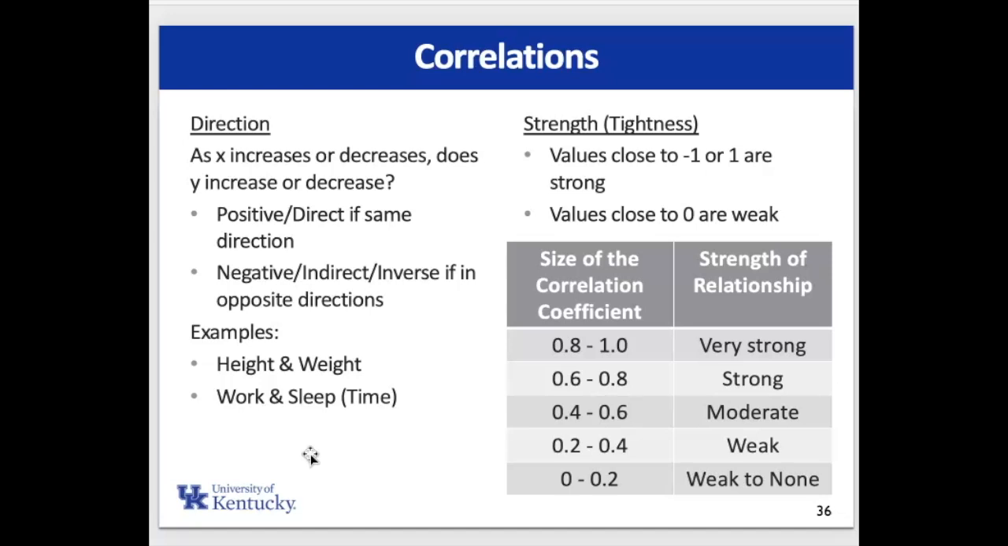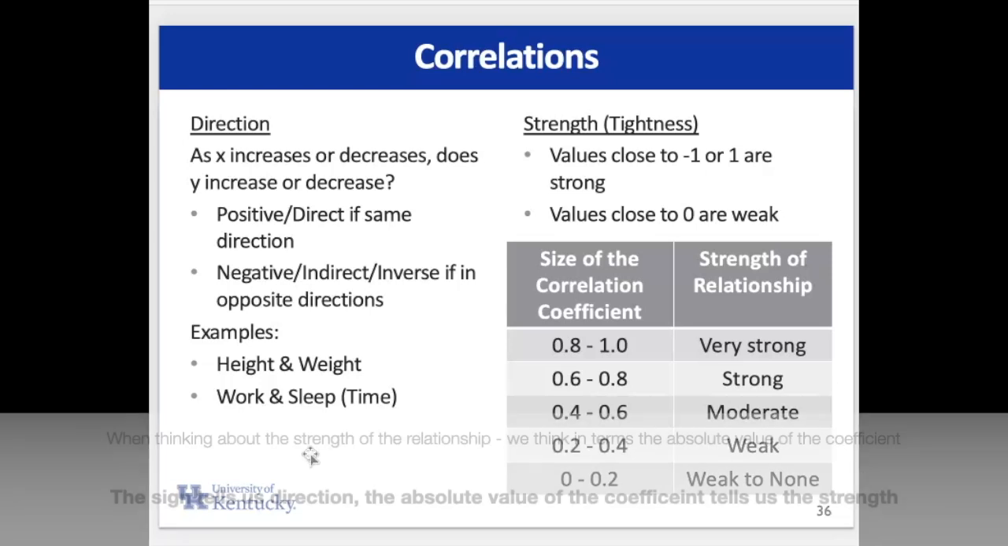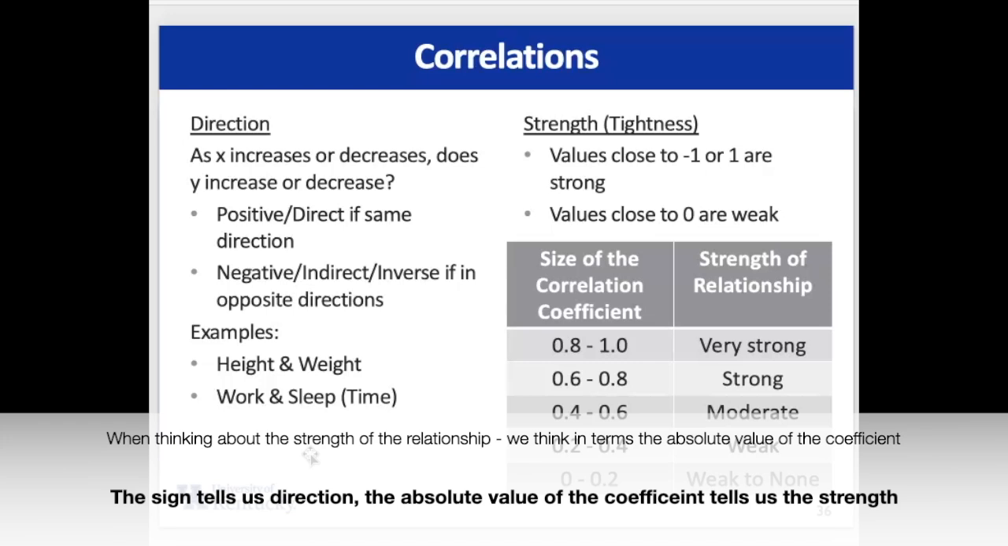Then the strength tells us the strength of the relationship. The closer the coefficient is to 1, the stronger the relationship. If our correlation coefficient is 0, there is no relationship. So 1 is a perfect relationship, 0 is no relationship, and then the range between.